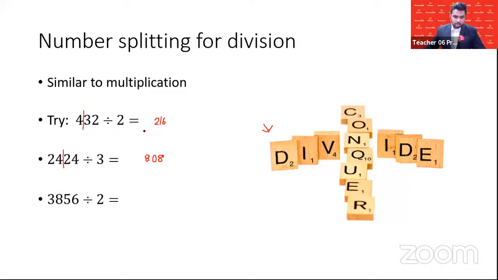Let's go to the third example. This is again division by 2. So 3856 by 2. 56 divided by 2 is 28. 38 divided by 2 is 19. Isn't it very convenient for you to divide and then conquer this problem?